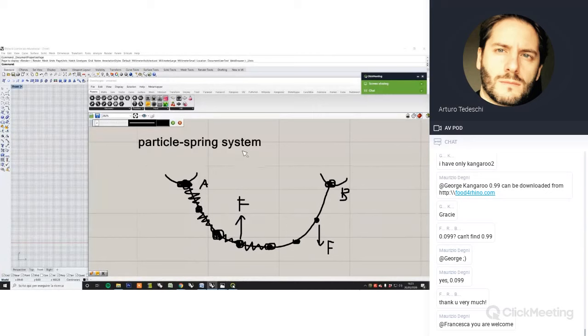Kangaroo is an engine that solves this kind of system in order to find an equilibrium state, giving us the final configuration of a particle spring system subject to a set of external forces and anchored at some points.